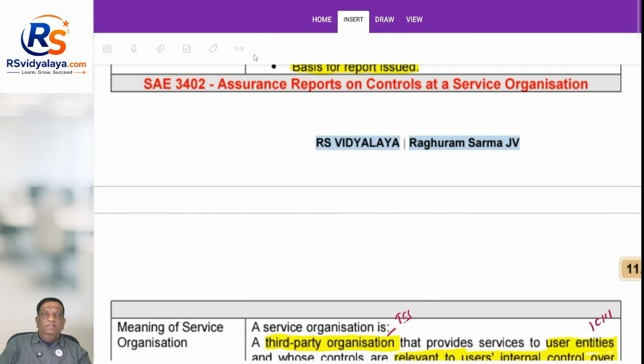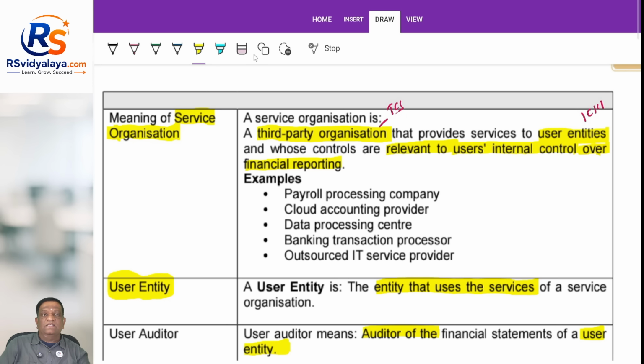In this standard, we basically talk about controls at a service organization. To enter into this standard, you need clarity on two terms: one is service organization and the other is user entity. These are the words which will keep coming up throughout the standard. So, let us understand this. But before I take you through the concept formally, I will explain through a practical example. I will try to give you the background of why this standard has become relevant.